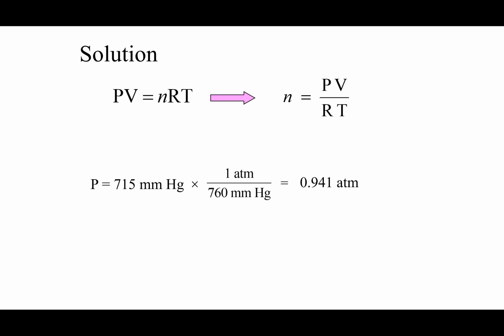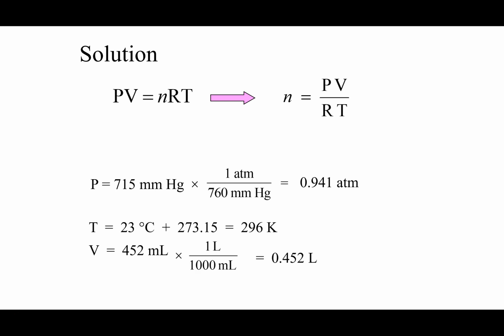Let's see, what else do we need to fix? I need to fix our temperature. It wasn't 25, it was 23, a little colder. So the 23 degrees Celsius, if we add 273.15, we get 296 Kelvin. And then don't let this throw you off, we have to fix our volume too. And we've been doing this since like the second week of class. We take 452 milliliters times 1 liter over 1,000 milliliters. And you move the decimal place over 3 places, 0.452 liters.